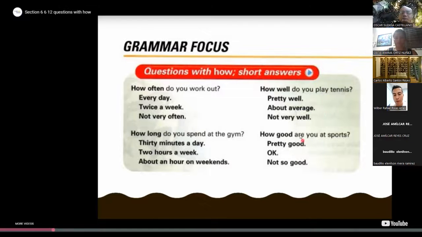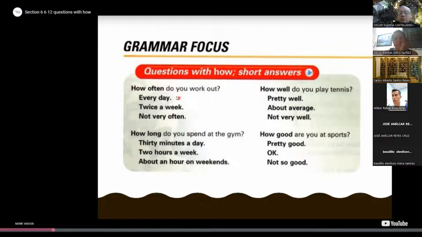Okay, Cecia, how good are you at basketball? I no play basketball. I don't play basketball. Repeat, I don't play basketball. Okay, good.